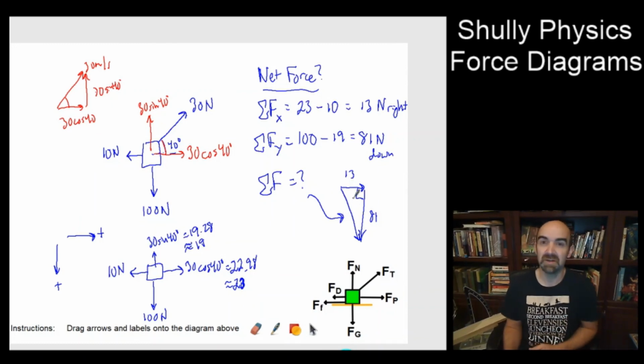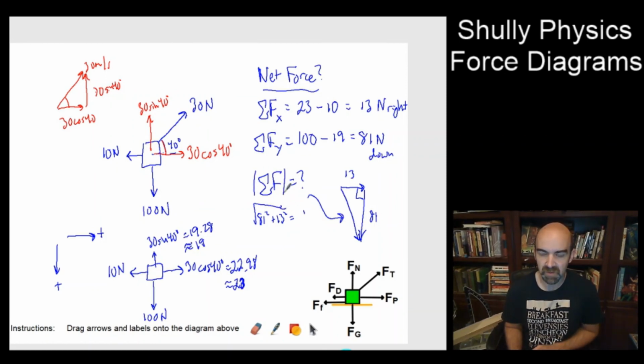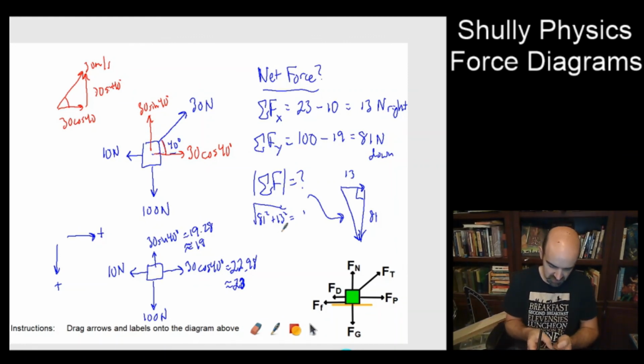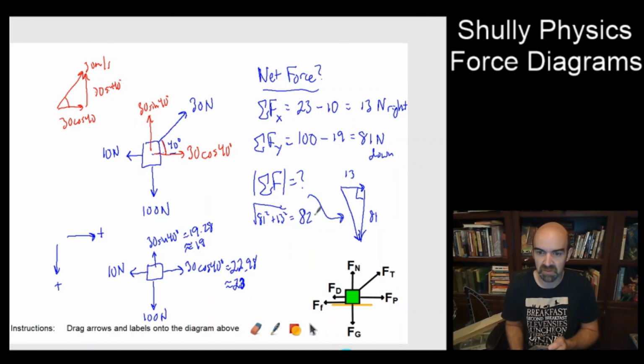And how would you get that? Of course, with the Pythagorean theorem. So if I take the square root of 81 squared plus 13 squared, that's going to give me the magnitude of the net force. All right, so I'll take that square root: 81 squared plus 13 squared is 82. Oh wow, that wasn't very far off, was it? Just over 82, 82.04. Okay, I'll just say 82 newtons.